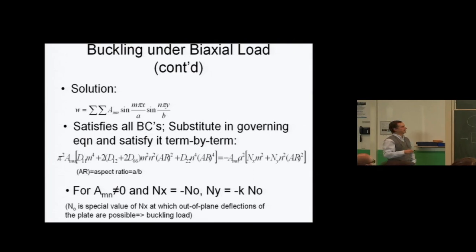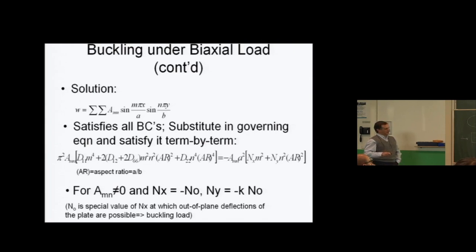and that means my W is 0, so I only have in-plane deformation, stretching, and so on. That's fine, but if we're trying to do buckling, that's not the one we want. And the other is AMN is different than 0. So if AMN is different than 0, I have to find a way to satisfy this equation.